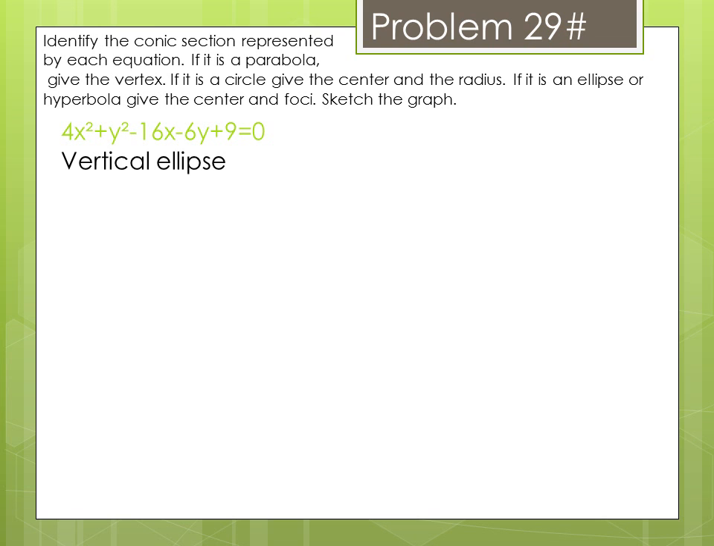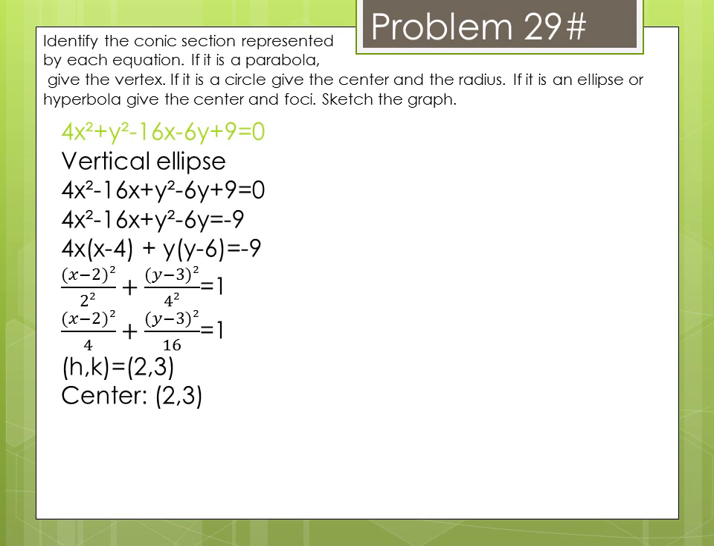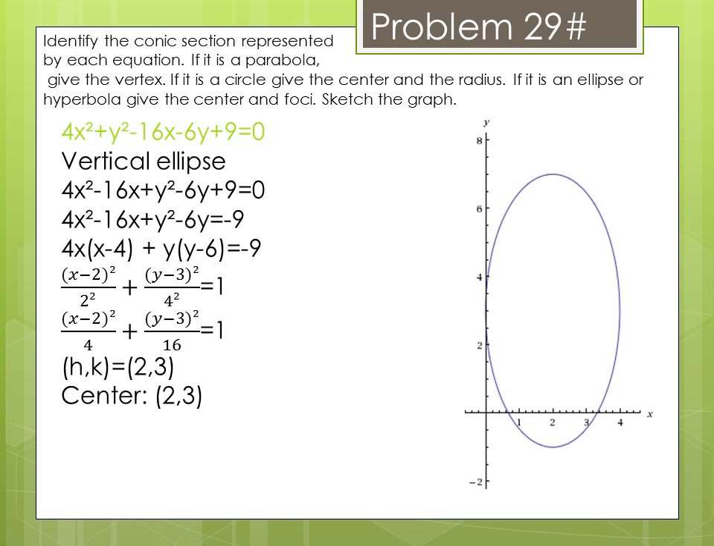Same thing, but this time it's a vertical ellipse that we have. Now we're going to put the variables in order and factor, and it gives us (x minus 2) squared over 2 squared plus (y minus 3) squared over 4 squared is equal to 1. You simplify it more, and you can see that we have our center now, which is (2, 3). And your ellipse should look something like this. Whenever you're not sure, you can always plug points into your equation to see if they work.